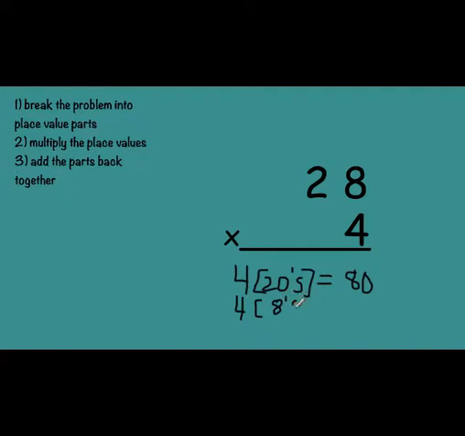And 4 8s makes 32. You don't have to write the equal sign there. I just did that the last time. You can just leave it without the equal sign. 4 8s is 32. My last step is to add the parts.